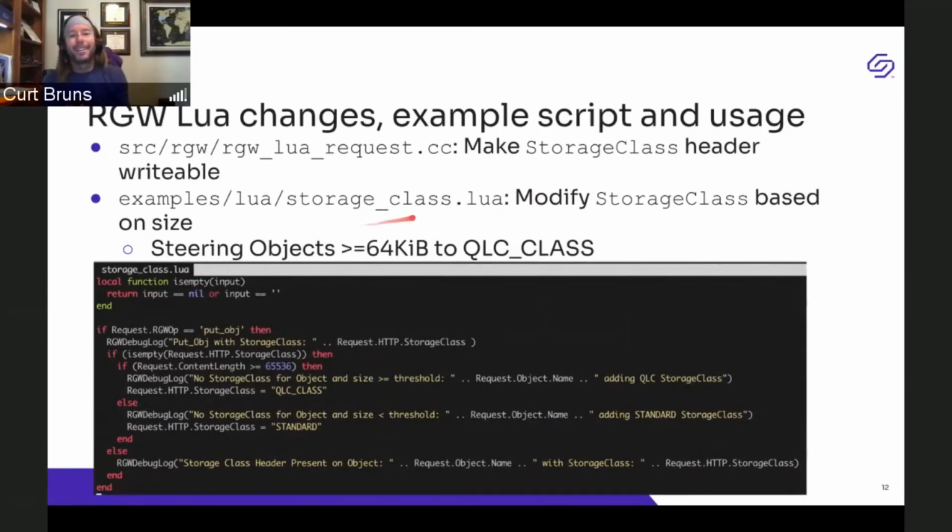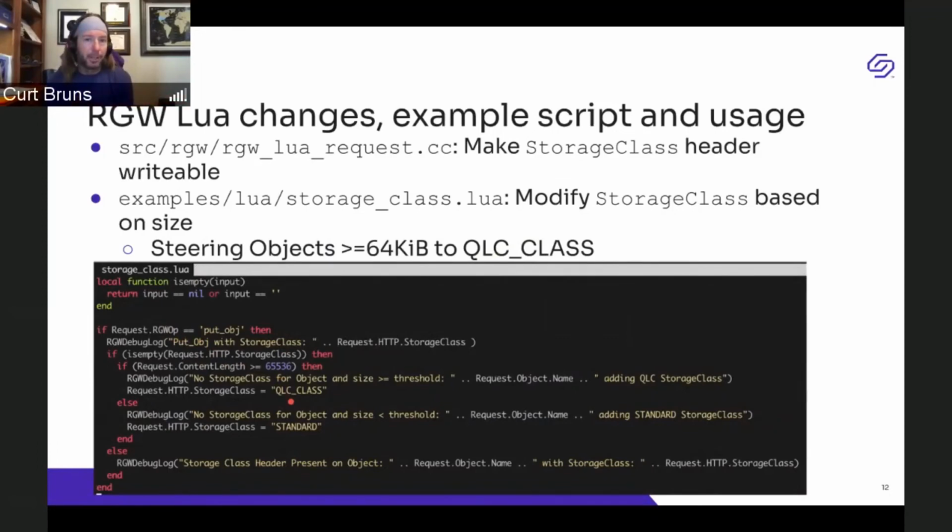Anyway, the Lua script here modifies storage class based on size. It's pretty simple. We look at this RADOS Gateway op being a put, and if it's a put, then we're going to do something with it. We say if the storage class is empty, then we're going to look at the content length. If it's greater than 64K and there's no storage class, we'll just change it. We'll make it a QLC class.